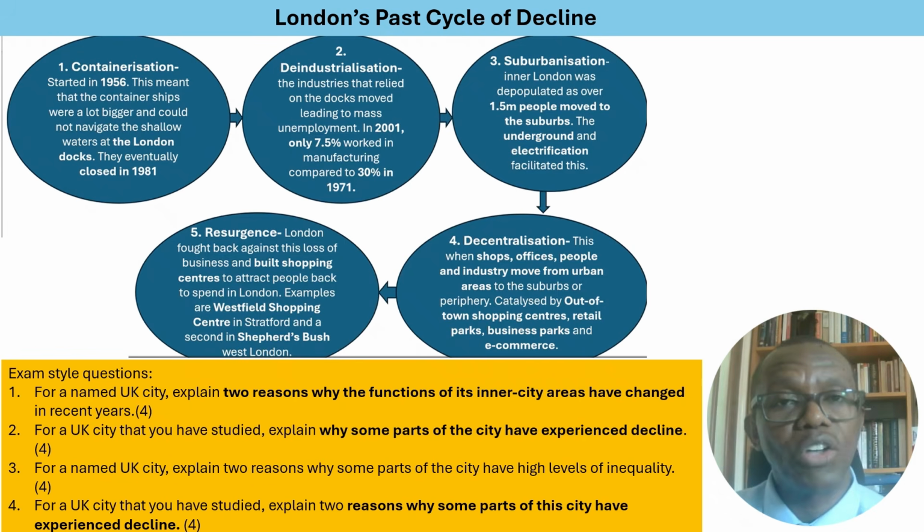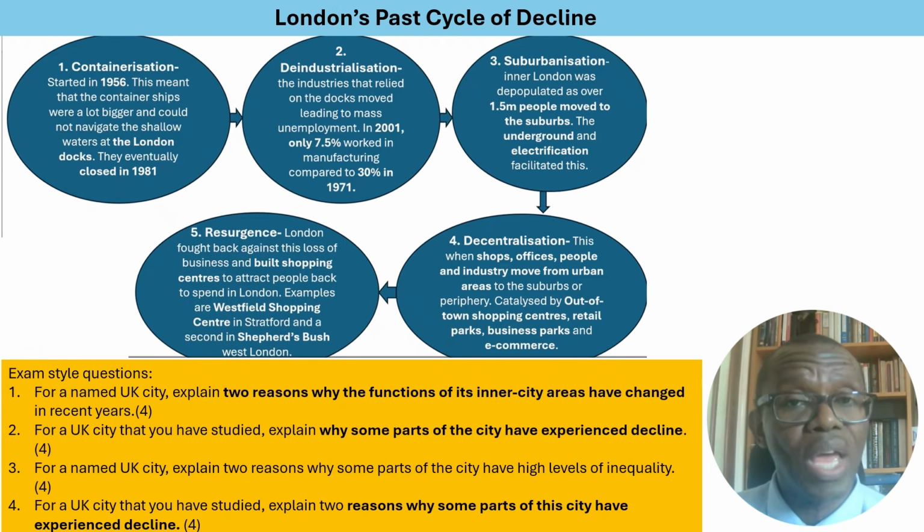The next thing that our specification requires us to know is London's past cycle of decline. Now, I've divided it into 5 main sections here, and we are going to talk through them. And the first one is containerization. Now, containerization obviously is the use of large standard containers to transport and ship goods across the world.